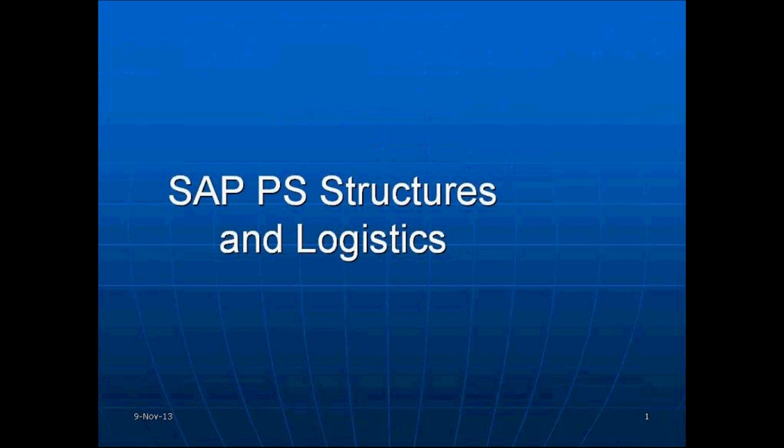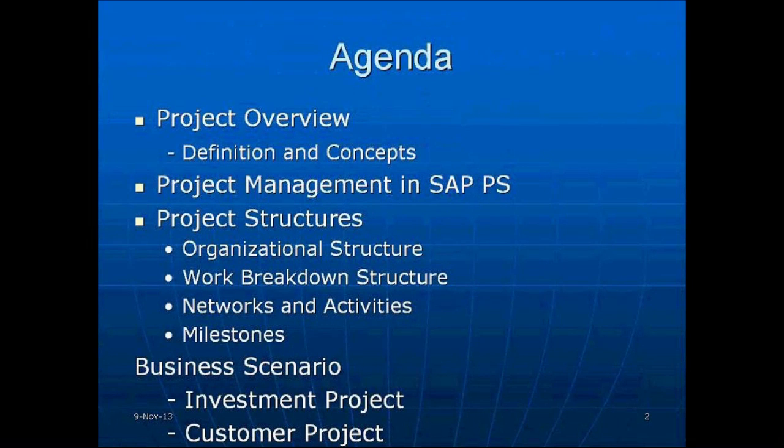Now, when we work with the project, first of all we will look at the project overview, definition and concepts. Then project management, how we do it in project system. The project structure is either an organizational structure or a work breakdown structure. Whenever we construct any project, we can make a process-oriented project or we can have an organizational structure project. And you can have networks and activities, which have the same meaning as you have learned in PMP.